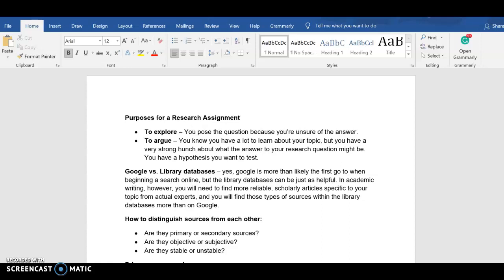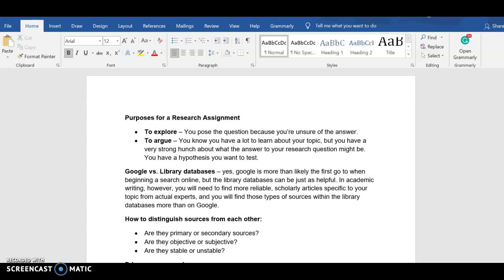As we know, research is very important, and there's two purposes for research assignments: either to explore or to argue. To explore, you pose the question because you're unsure of the answer. And to argue, you know that you have a lot to learn about your topic, but you have a very strong hunch about what the answer to your research question might be.